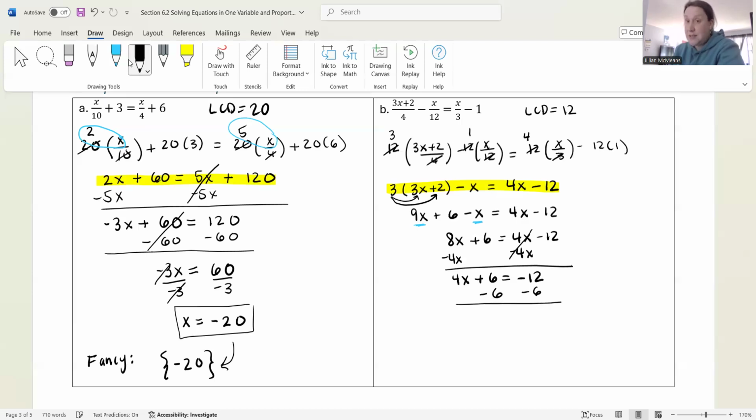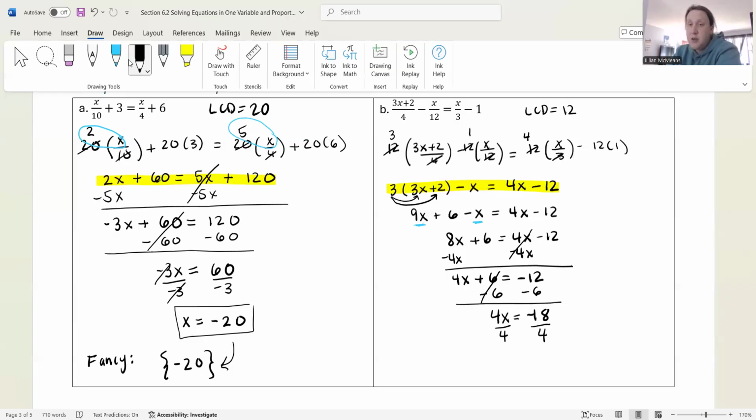On the left, 6 minus 6 is 0, so we would say the 6 is canceled to become 0. 4x plus 0 is 4x. And then on the right, negative 12 minus 6 is negative 18. Okay, so at this point, we have a single variable term equaling a single constant term. This is when you apply the multiplication property of equality. We want to undo that multiplication of 4 and x. The way we undo multiplication is we divide. So we are going to divide both sides by 4.